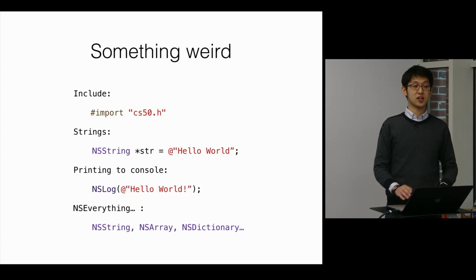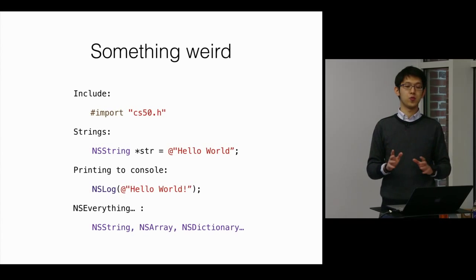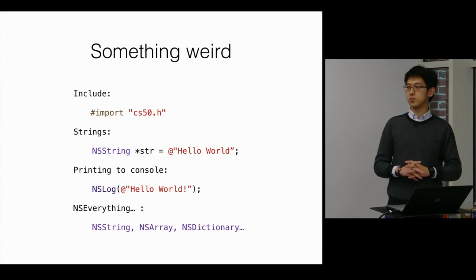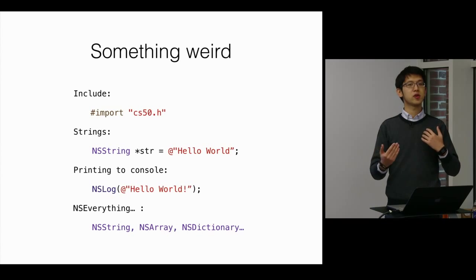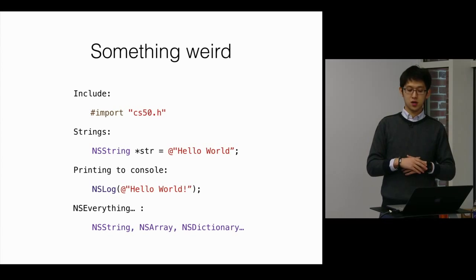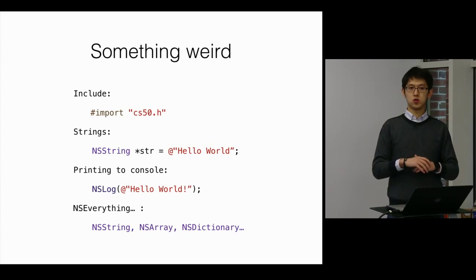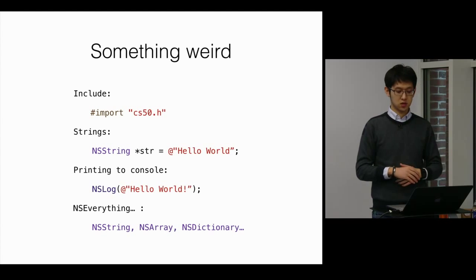However, Objective-C is not completely C, and there is something that is kind of weird about it. The first one being that when you are doing C programming, you typically call include and then a library name. But in Objective-C, you call that import. Basically the same functionality, just different names.